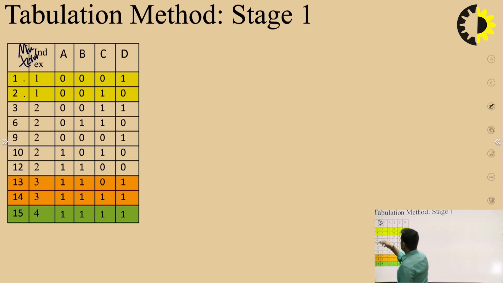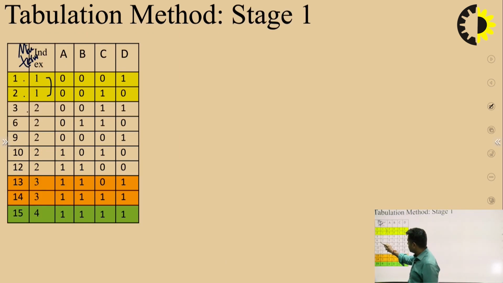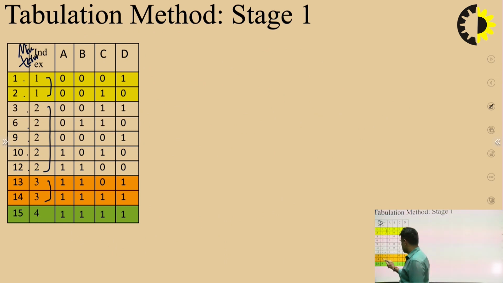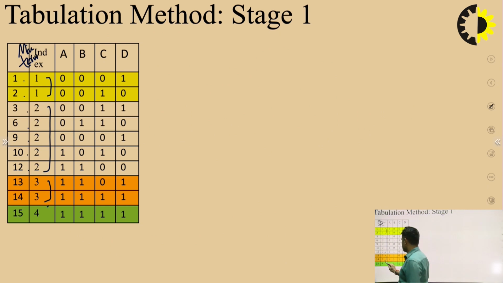Okay, so this is minterm. 1 and 2 are from index 1. Then 3, 6, 9, 10, 12. These are from index 2. Then you can check 13, 14 are from index 3. And then 15 is from index 4.